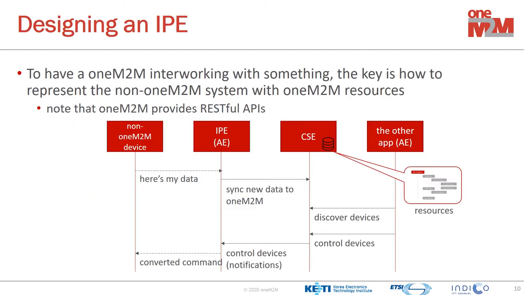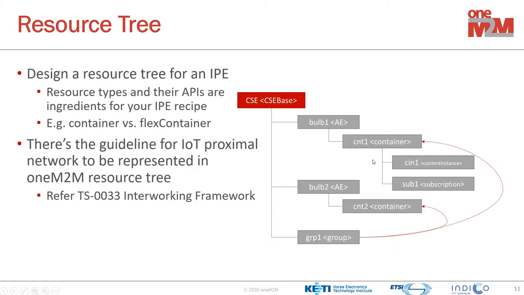And again, everything is a resource in the platform, and they talk to the platform as an intermediary or a broker, let me say. We need to design the tree. And for the data, for example, we can use a container or you can use a flex container. We've been using container a couple of times so far, but we have not yet used flex container. But don't worry, we will be using it for the Zigbee interworking.